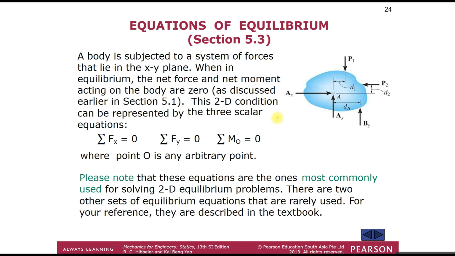Okay, so writing the equations of equilibrium. A body is subjected to a system of forces lying in the x and y plane. When it is in equilibrium, a static condition, the net force and moment acting on the body are zero. These 2D conditions can be represented by the three scalar equations: summation of Fx equals 0, summation of Fy equals 0, and summation of moment about point O equals 0, where point O is any arbitrary point. Also, these three equations are the most commonly used for solving 2D equilibrium problems.